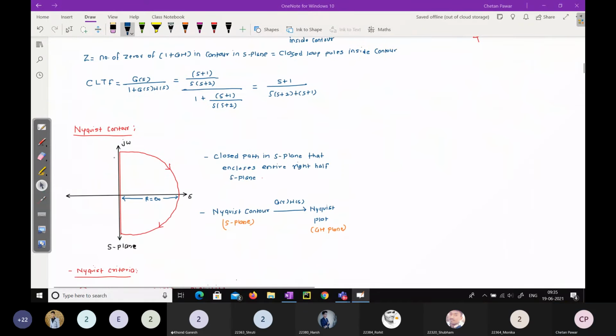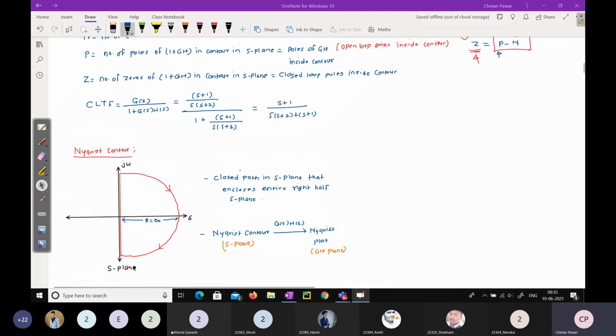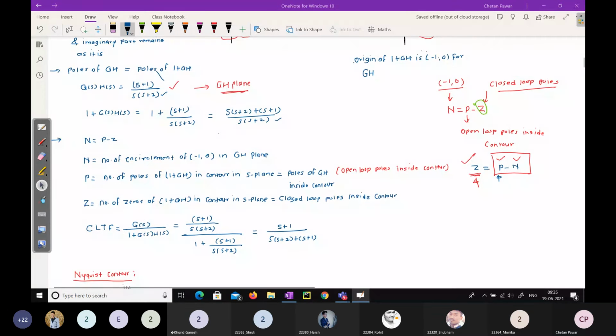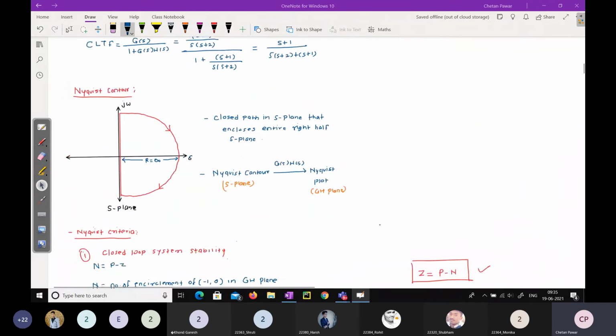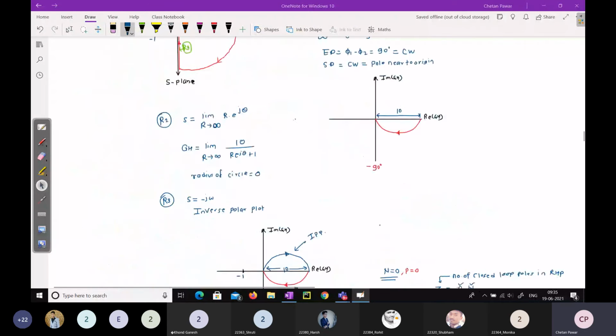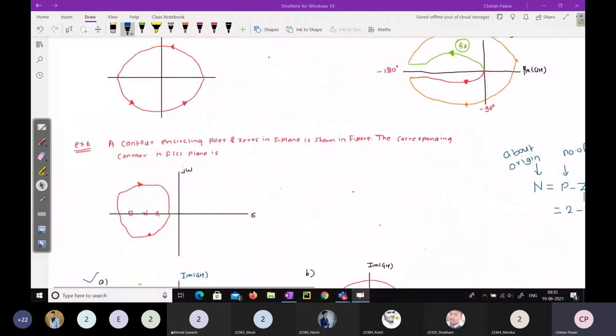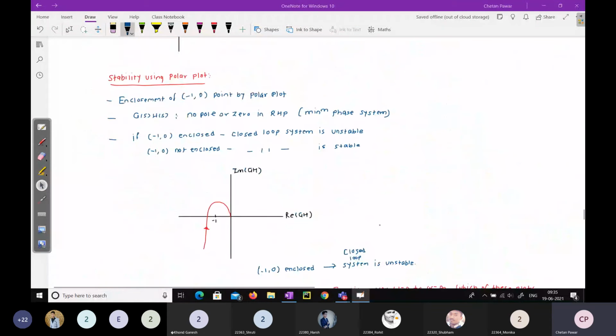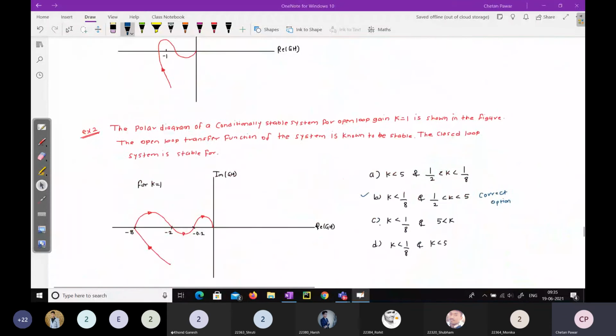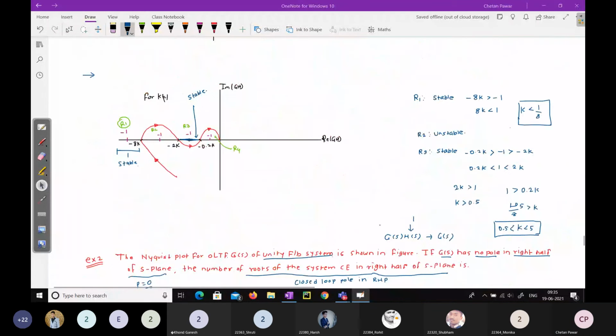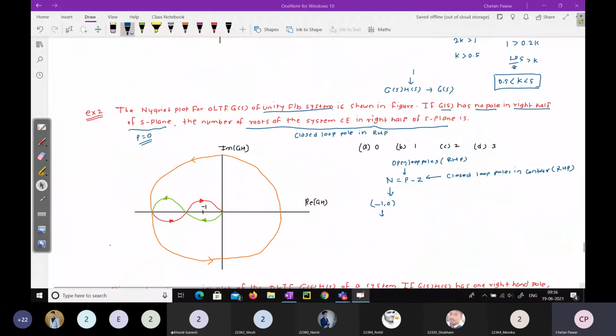Inside the contour means in this right hand side of the S-plane. So P is the open loop poles. And what is N? The number of encirclements about the -1 point. So that is the simple Nyquist criteria, which we saw yesterday. So where are we? Here.